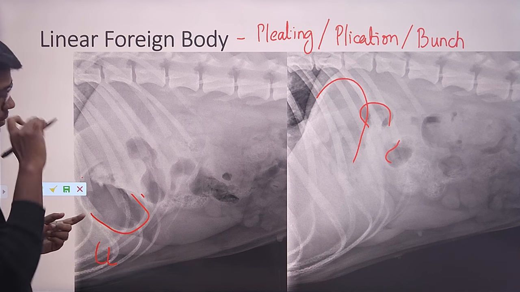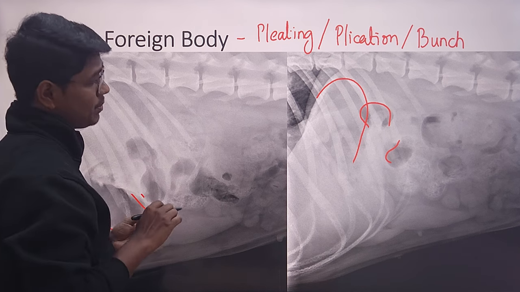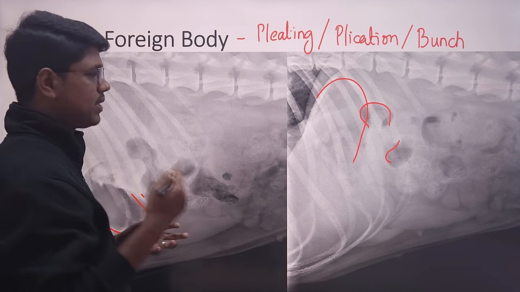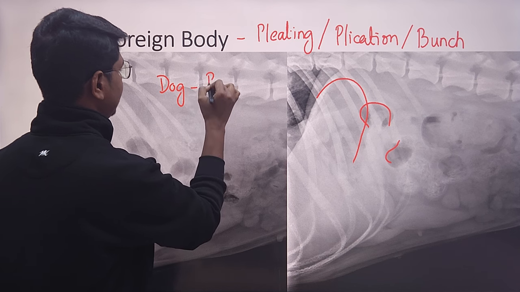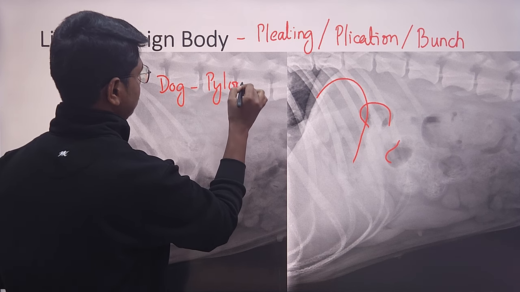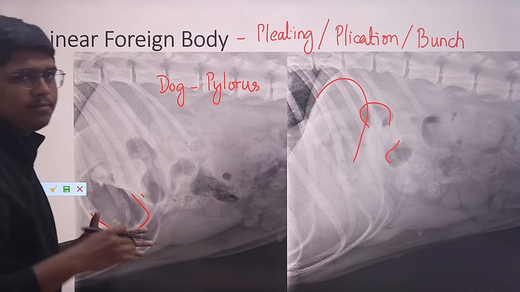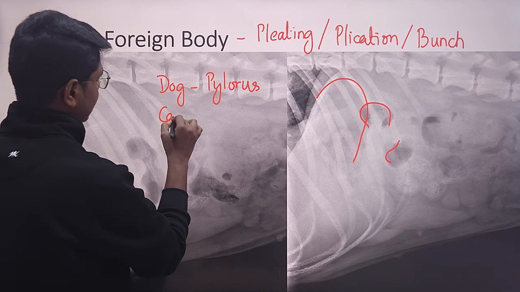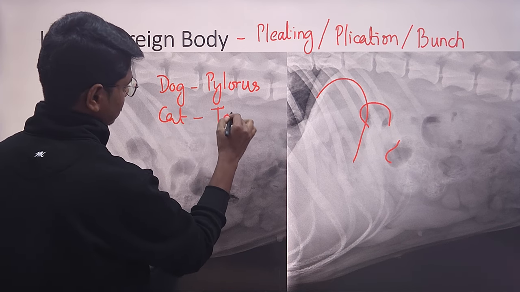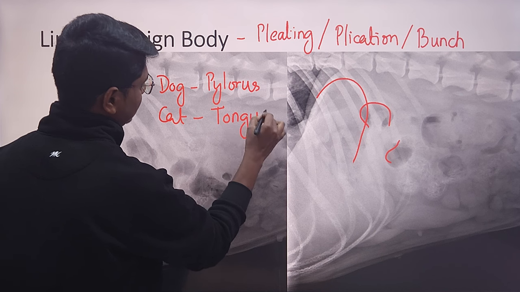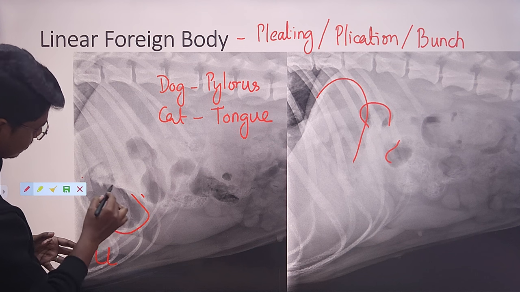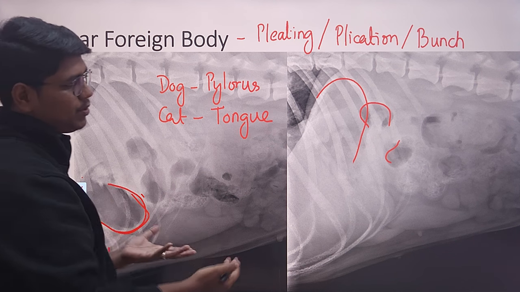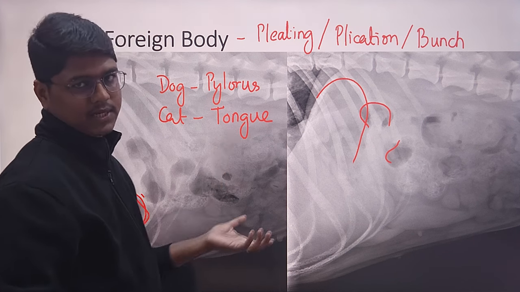Okay, and one other thing regarding linear foreign body, it has an anchoring point. In case of dog, the anchoring point is most commonly the pylorus. In case of cat, it is the tongue. At the base of the tongue, they have spines, and it gets attached. So simply by changing the view, you can identify the linear foreign body.